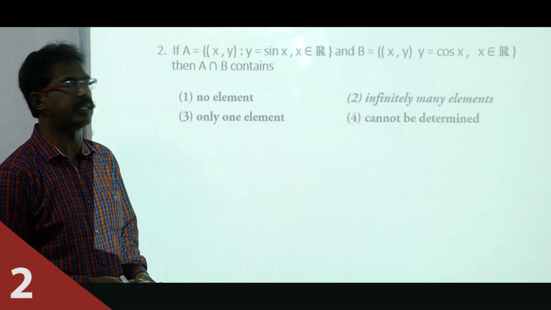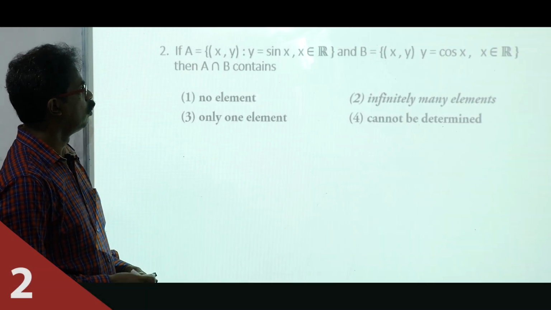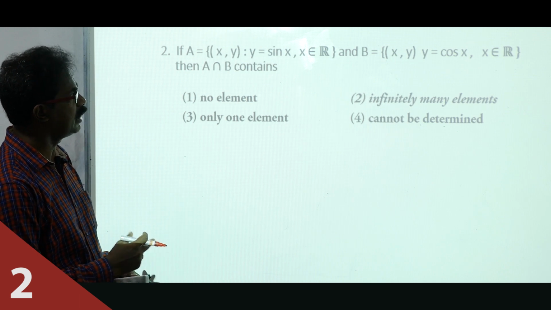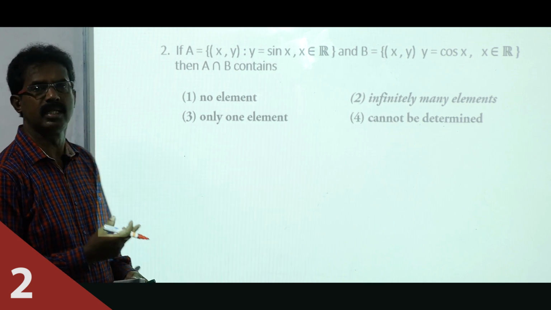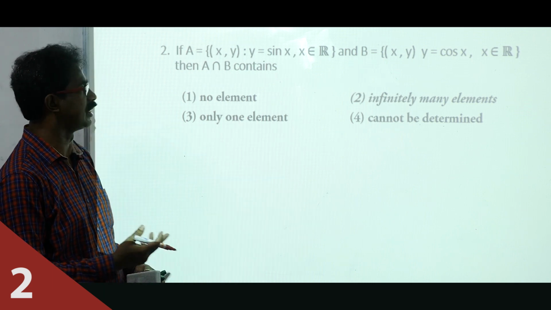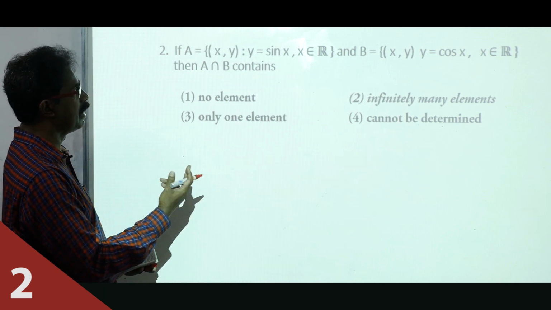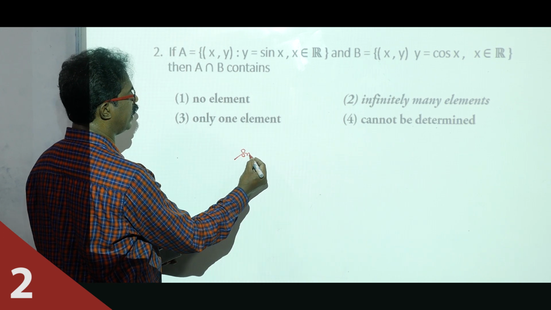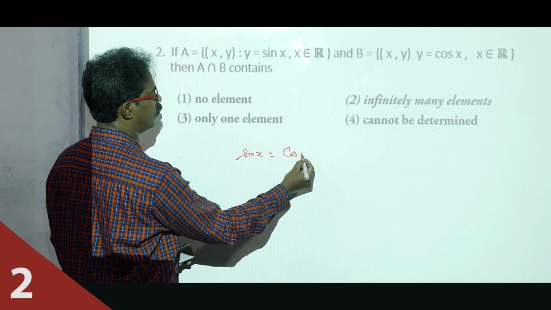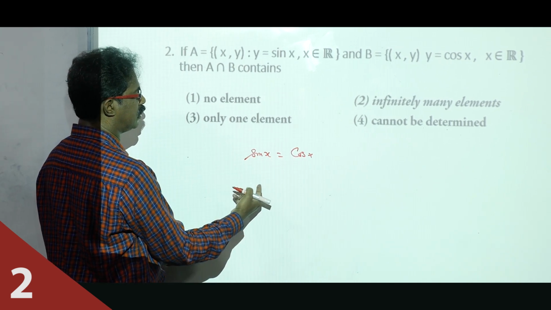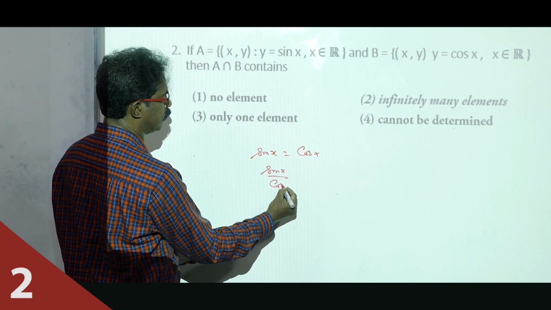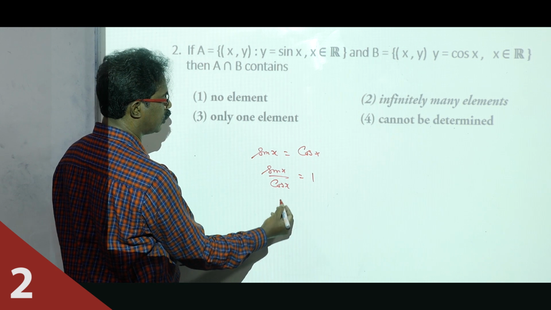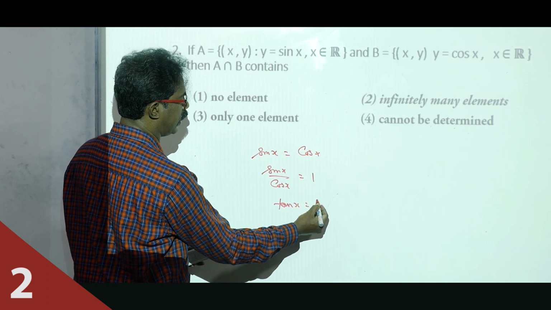A is the set of ordered pairs (x, y) with y equal to sin x, and B is the set of ordered pairs (x, y) with y equal to cos x. Again the question is the number of elements in A intersection B. Apply the same method: the images are the same, so sin x is equal to cos x. Bring the cos x down, so sin x by cos x is 1, so tan x equals 1.